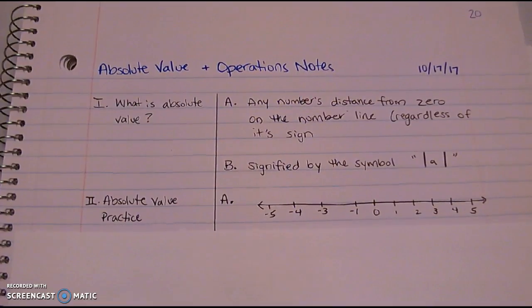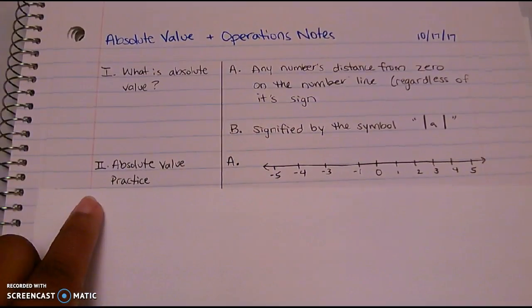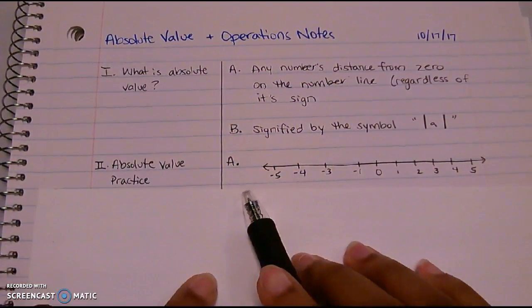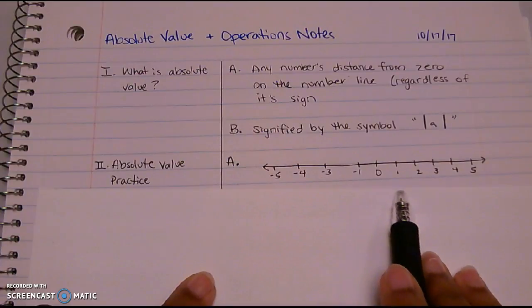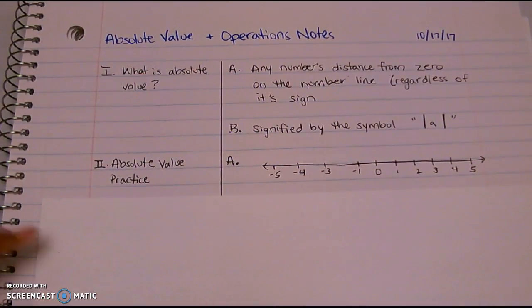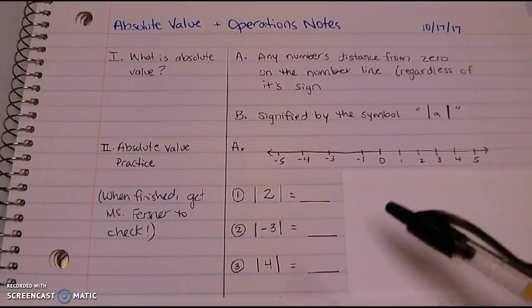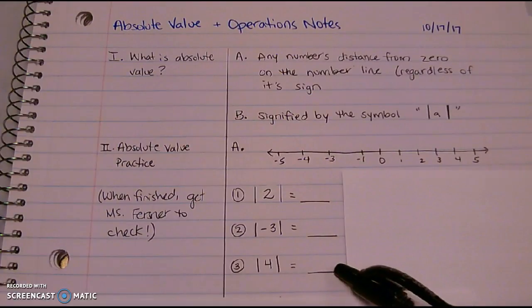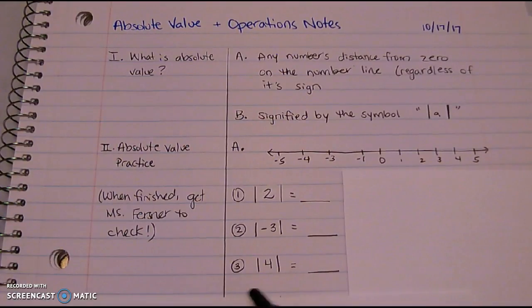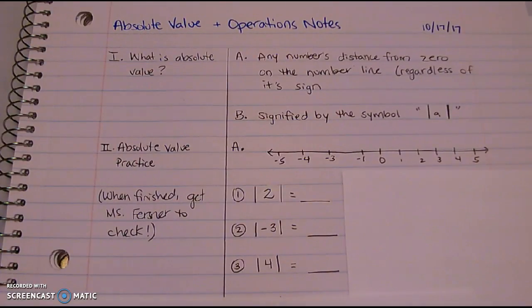Now let's do some absolute value practice. Okay, go ahead and write your table of contents 2. And for A, we're going to start by drawing out our number line. Go ahead and write these problems down to start off with, making sure you skip a line in between each one. And when you're finished with all the problems, we are going to have 6. When you're finished with the first 3, make sure that you raise your hand and get me to check off to ensure that you're on the right track.